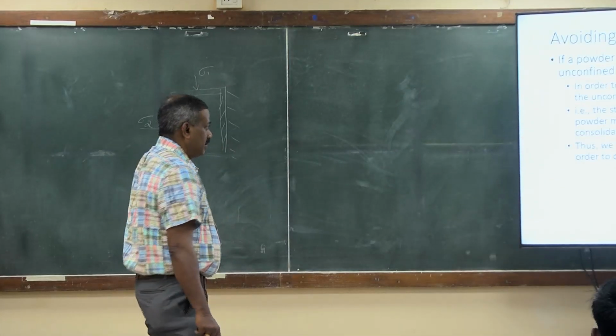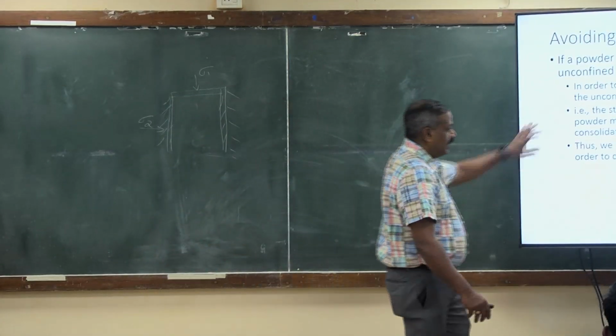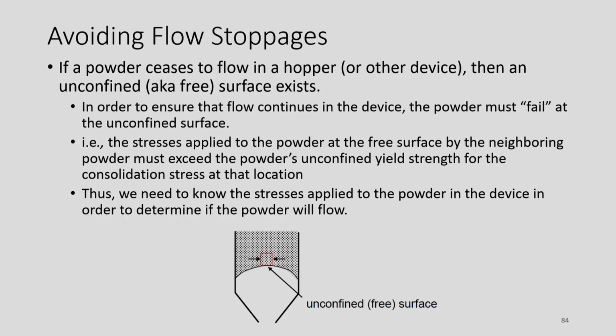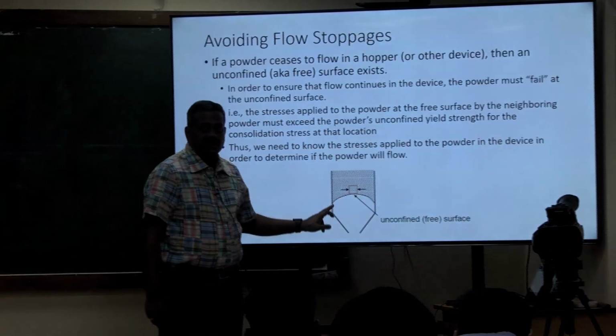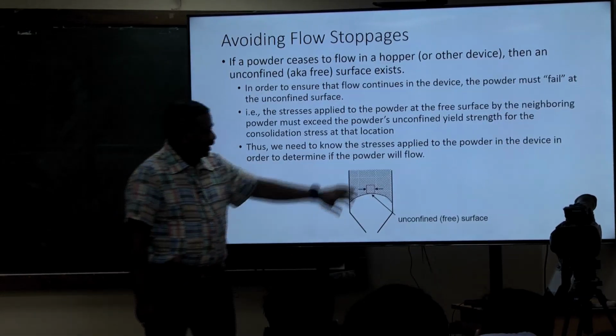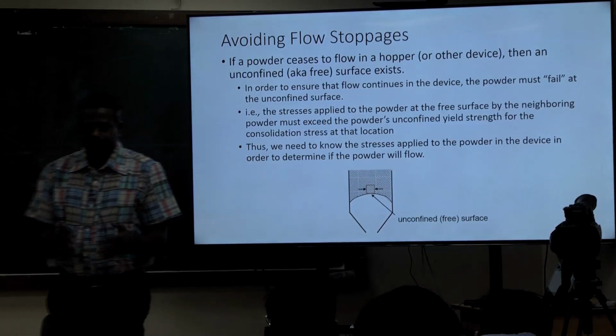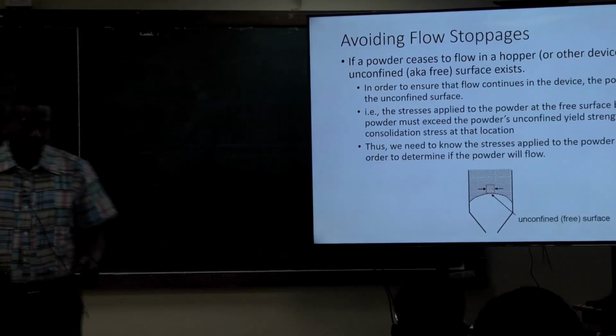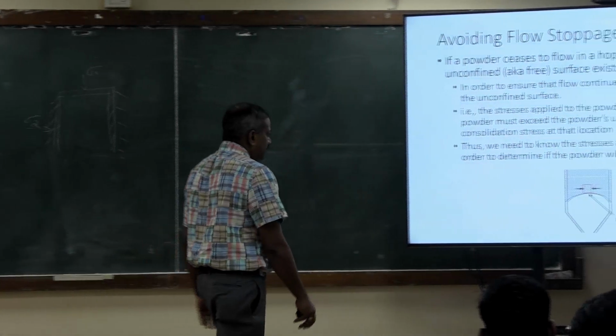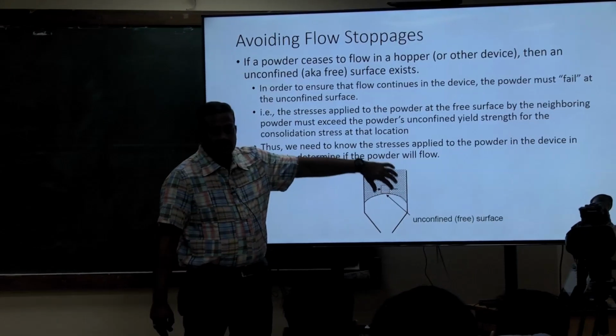Okay, so simple to use. So to avoid, again, we talked about this, right? Avoiding flow stoppages. If you're not able to use that mass flow hopper, what happens is, again, we talked about this. The stresses in this region at least should be higher than the unconfined yield stress, right? So that this will push the material down, and then it's breaking the surface and flowing. The powders are flowing. Okay. So in general, that's what we try to find out.